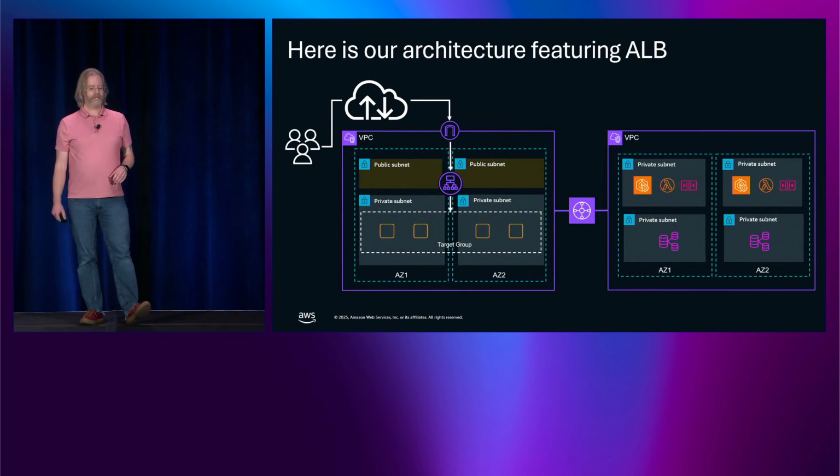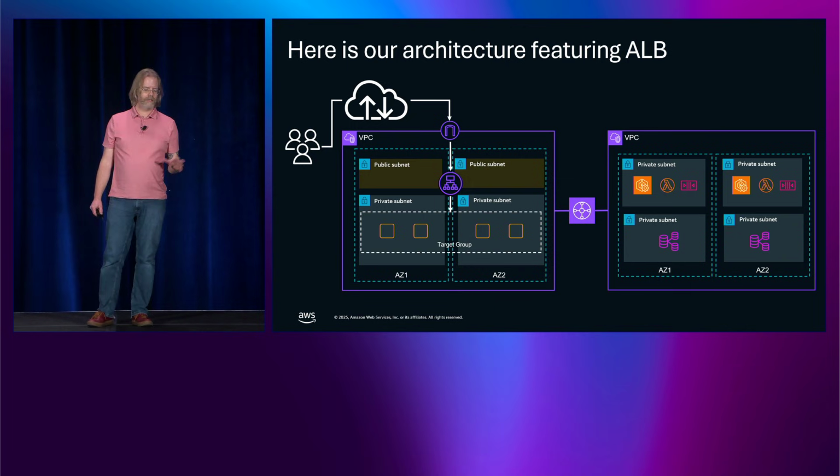So let's take a look at the architecture we're going to be talking about. Standard 3-tier web app. I've got a transit gateway in the middle connecting my back end to my front end. I've got my ALB in the front.